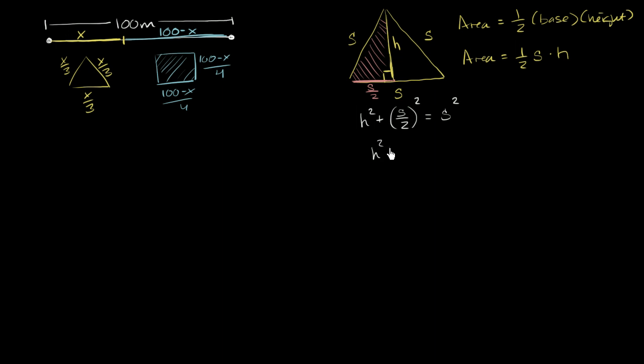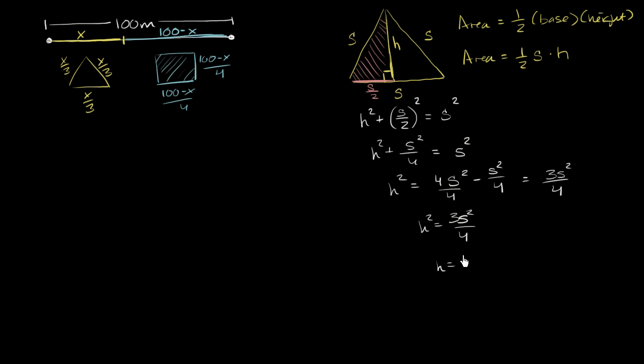So you would get h squared plus s squared over 4 is equal to s squared. Subtract s squared over 4 from both sides, and you get h squared is equal to s squared minus s squared over 4. Now to do this, I could call this 4s squared over 4, just to have a common denominator. And 4s squared minus s squared over 4 is going to be equal to 3s squared over 4. So we get h squared is equal to 3s squared over 4. Now we can take the principal root of both sides, and we get h is equal to the square root of 3 times s over 2.